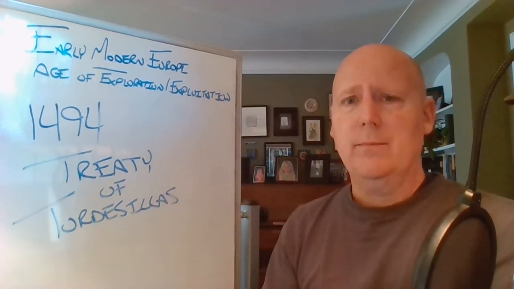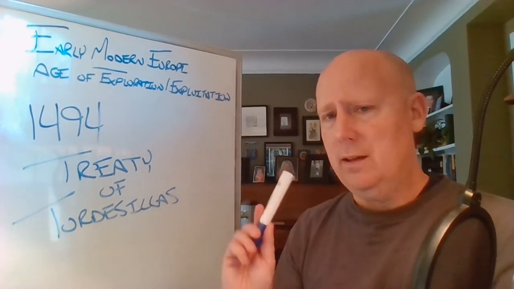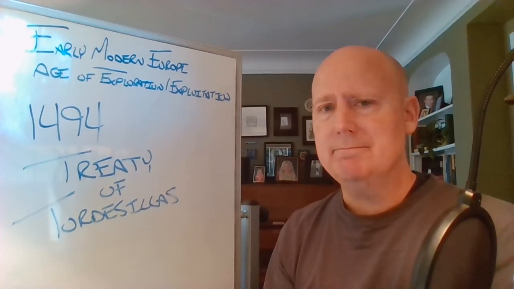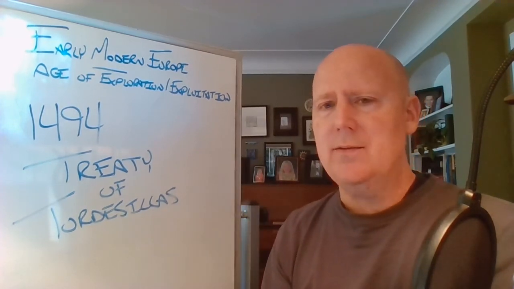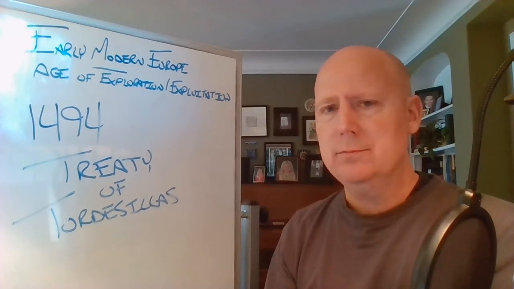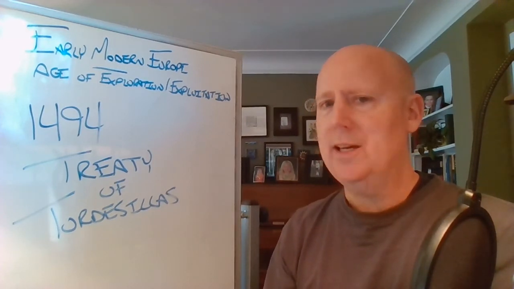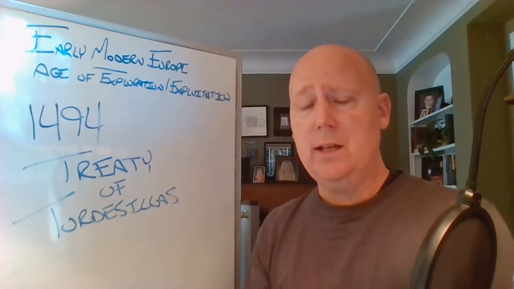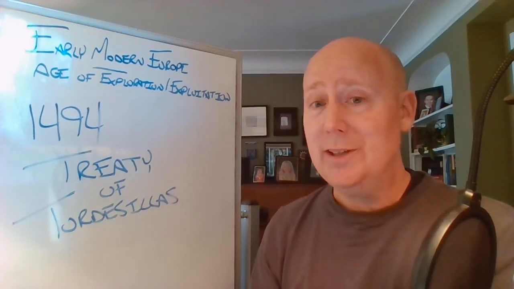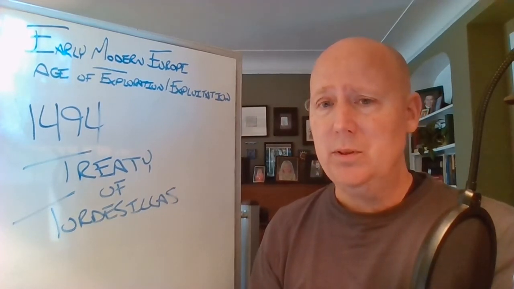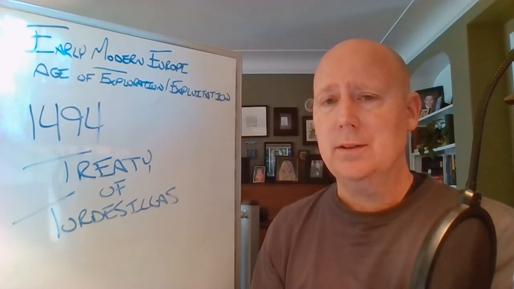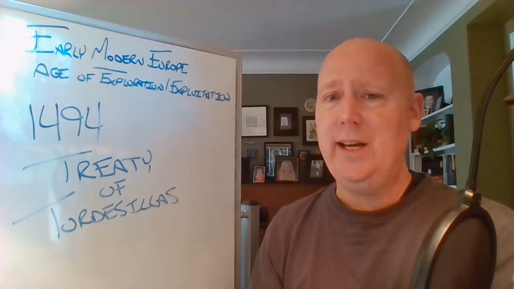They drew that line, and in 1494 they said everything to the west of that line belongs to Spain. All of it, whatever they discover. Everything to the east of that line belongs to Portugal. All of it, whatever they discover. They did not consult the Europeans, anybody else. They did not consult the Africans. They certainly didn't consult the indigenous peoples and the civilizations of this new world. They divided the world between themselves.